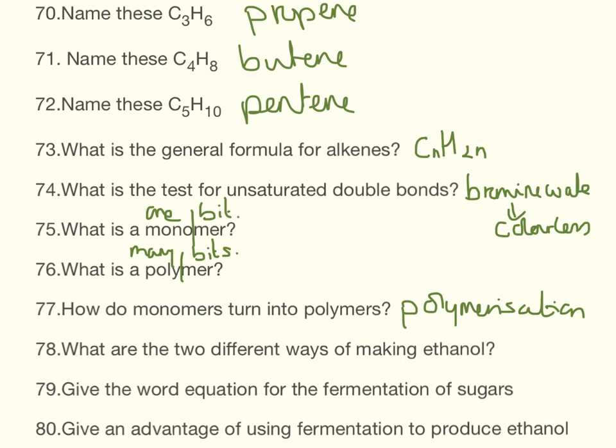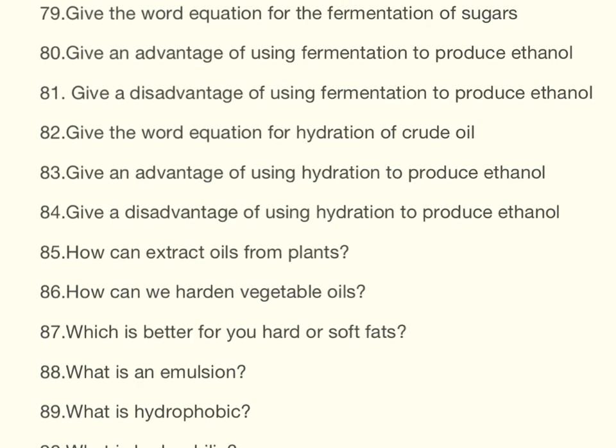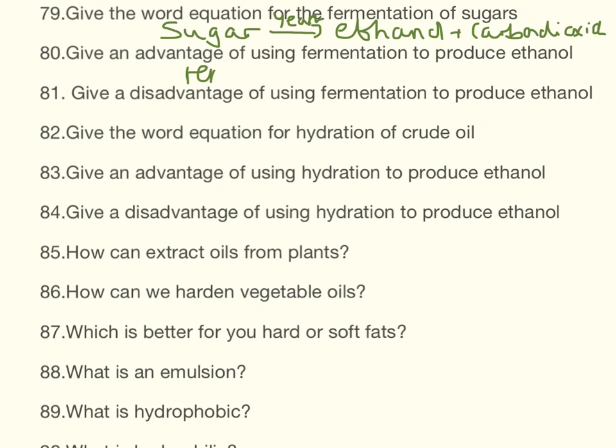There are two different ways of making ethanol: fermentation and hydration. So with fermentation, we take sugar, we pop some yeast in there, and then out we get ethanol and carbon dioxide. An advantage of using fermentation is that it is renewable. A disadvantage is the land that it takes up to grow it.